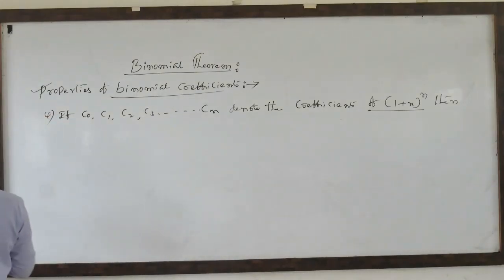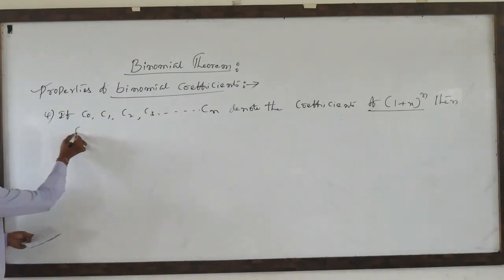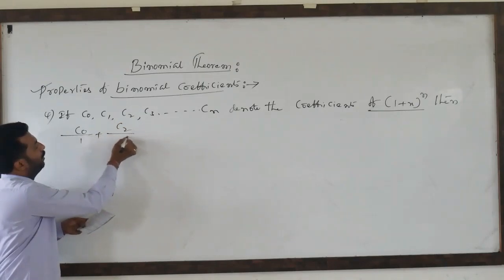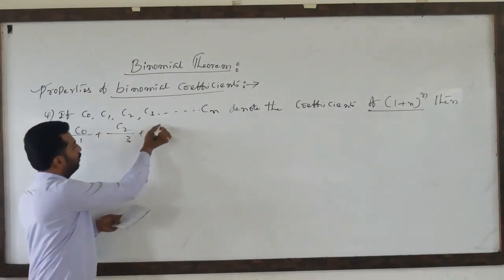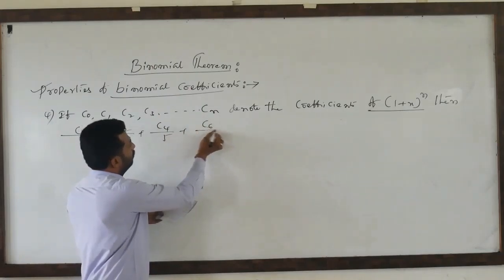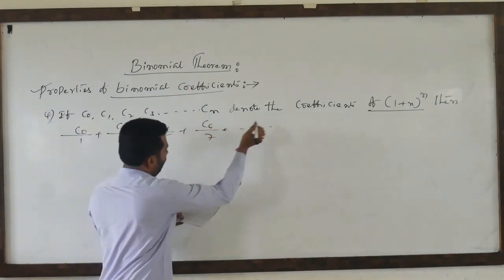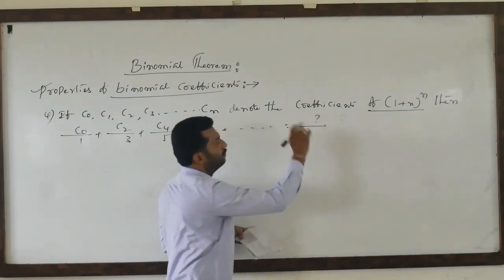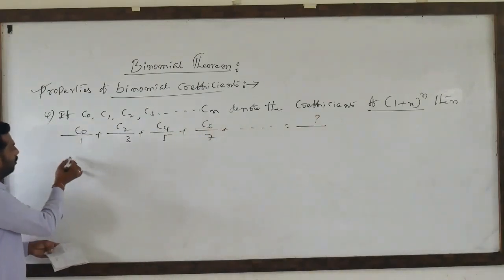C naught divided by 1 plus C2 divided by 3, C4 divided by 5, C6 divided by 7. What is this value? They are asking the question. You observe 4 options.